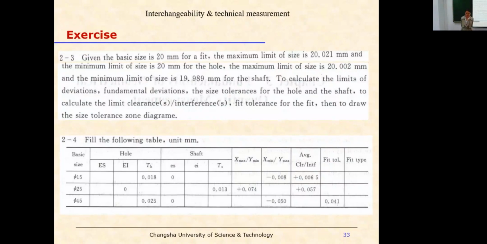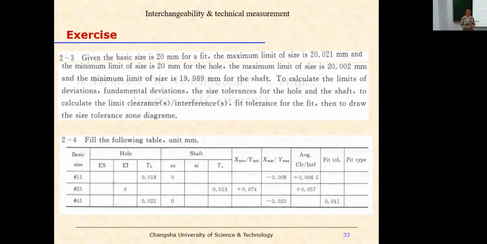Okay, we start our class. The next class, we just learned how to draw the tolerance diagram. We learned the 6 or 5. The terms are about the tolerance.